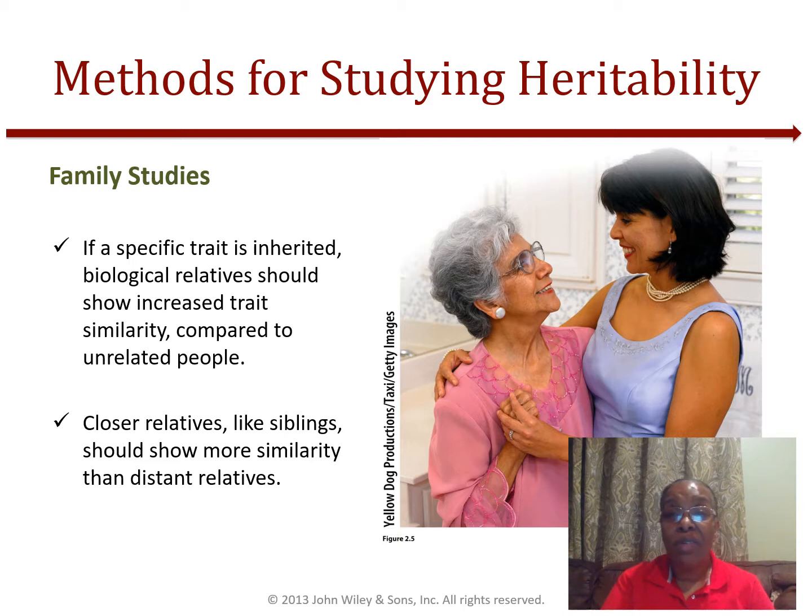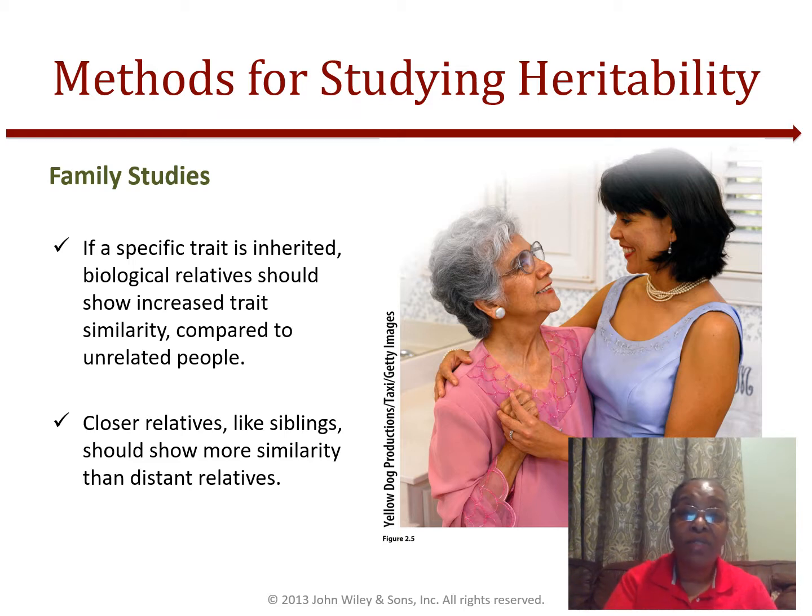Methods of studying heritability, we continue with this by looking at the fact that psychologists are interested in behavioral genetics. We also study entire families with biological and/or adopted children. If there's a specific trait inherited, blood relatives should show increased trait similarities compared with unrelated people, and closer relatives, like siblings, should be more similar than distant relatives.